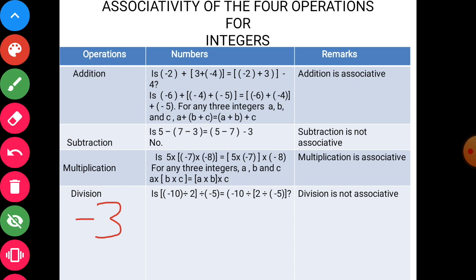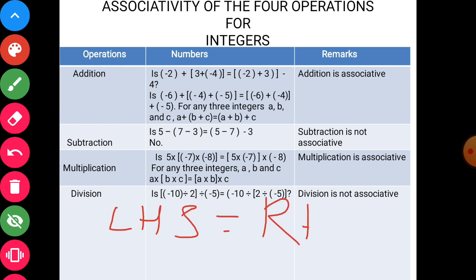LHS is minus 3. Next here minus 2 plus 3 is there. So plus 1, it will become plus 1 minus 4. How much will you get? Minus 3 you will get. So if you check for any integers, you will get the same answer. LHS is equal to RHS.